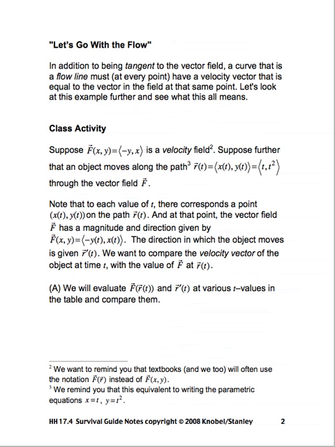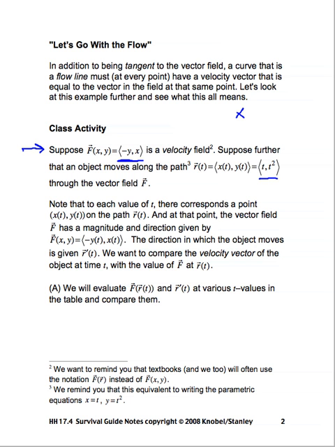So the first thing we can do is, given a vector field, here's a class activity. So minus y, x, this is the vector field you saw on the previous page. And now there's lots of paths that you can create through the plane. So in this case, our path is given by r of t equals t comma t squared.